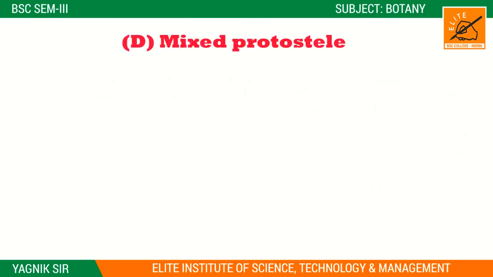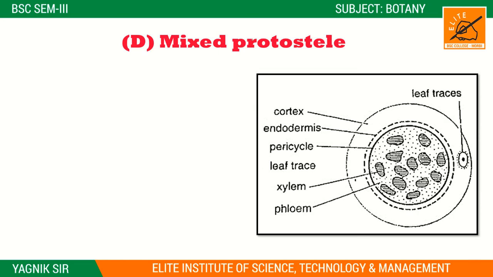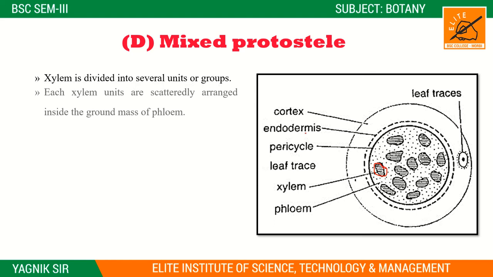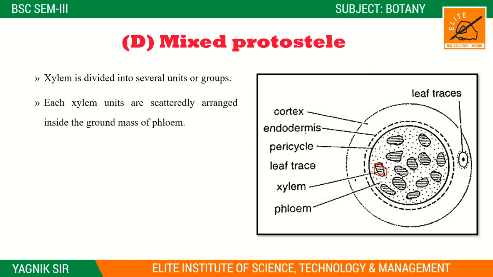Fourth type is a mixed protostele. So બધા ટાઈપની ભેગી હોય એટલે કેવી કીધી? મિક્સ કીધી જાય. So normally here the xylem is divided into several units or the group. તો અહીં જે xylem હશે કેમાં હશે? ગ્રુપમાં હશે. કેમાં હશે? ગ્રુપમાં, યુનિટ વાઇઝ હશે. Such xylem units are the scattered arrangement. Scattered that means છૂટા છૂટા, રાઈટ?